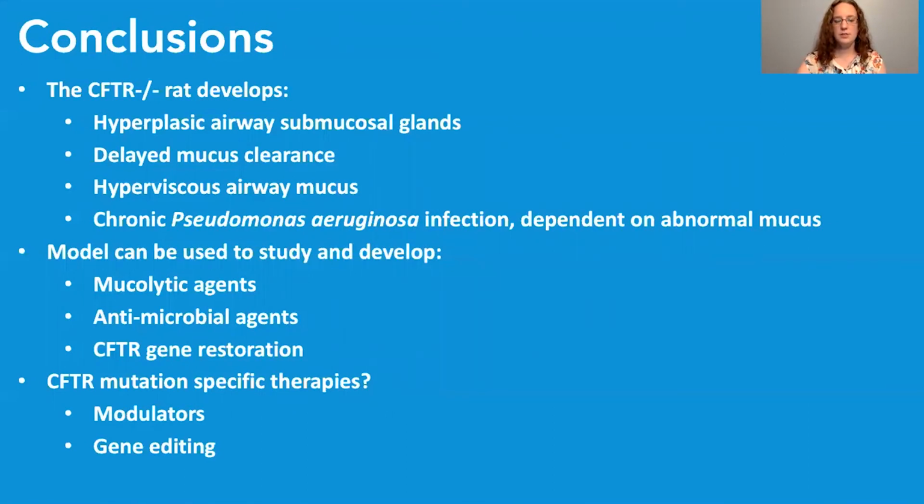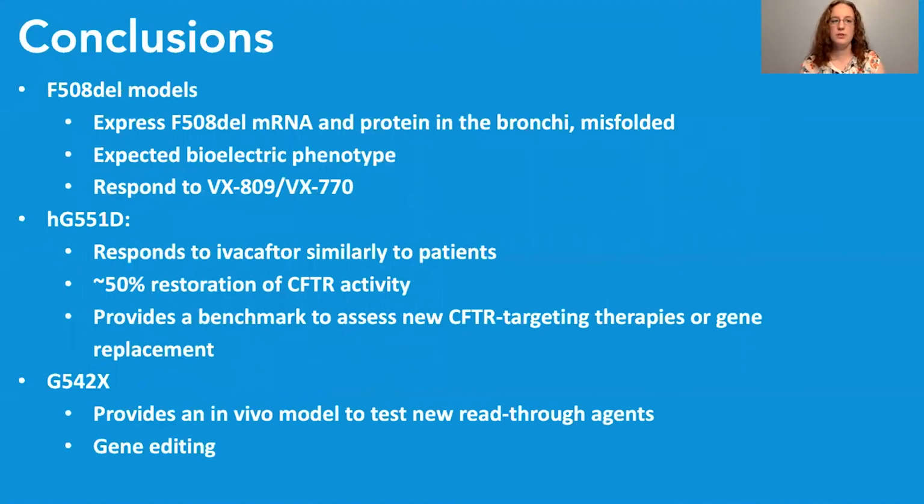In order to study mutation-specific therapies, we turn to our newer models. The F508 models express F508 mRNA and protein in the bronchi and appear to be misfolded. They generate the expected bioelectric phenotype and do respond to VX-809 and VX-770. The humanized G551D rat responds to ivacaftor in a similar way to patients, with about 50% restoration of CFTR activity.